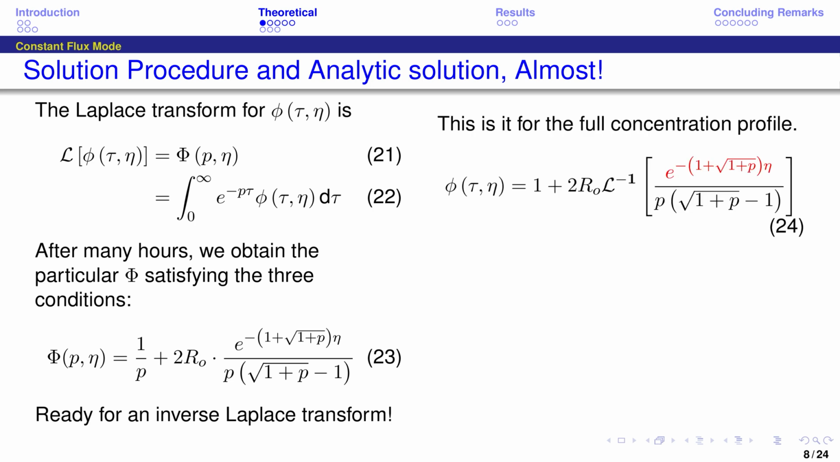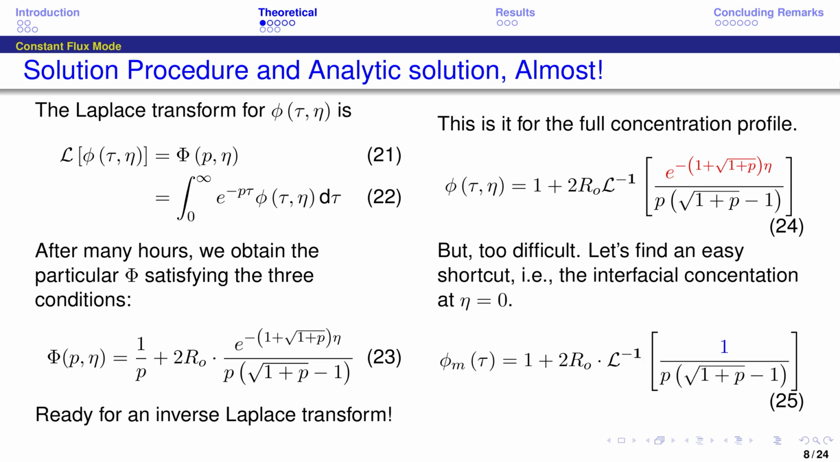This is the mathematical task of the inverse Laplace transform, which is not included in the pre-existing mathematical tables for the Laplace transform to the best of our knowledge. Specifically, the term 1 plus p in the square root makes the inverse Laplace transform challenging. Using the conventional table, equation 24 is not solvable.